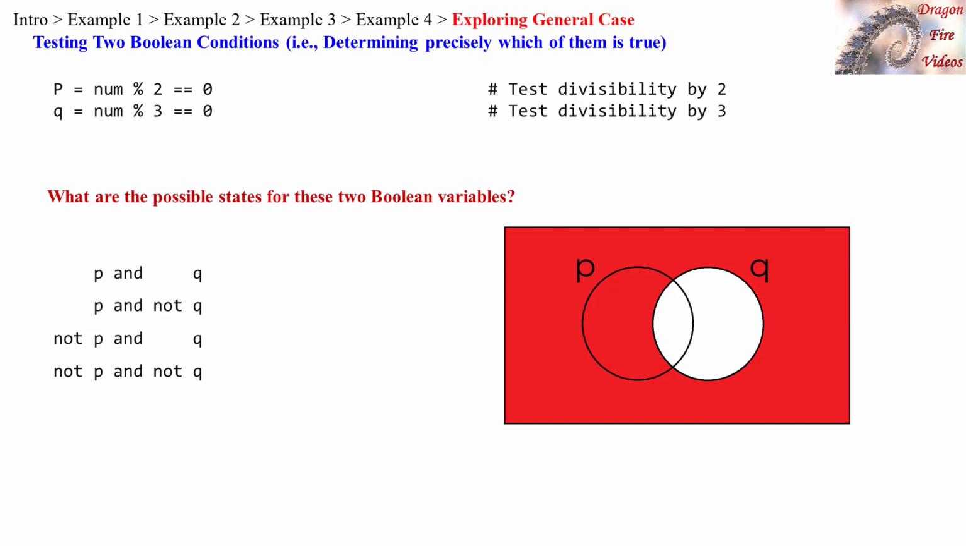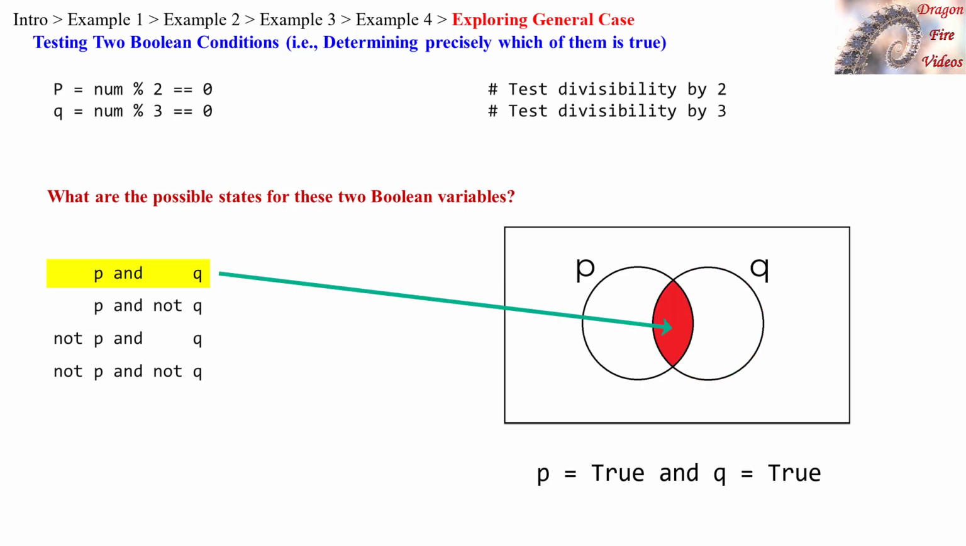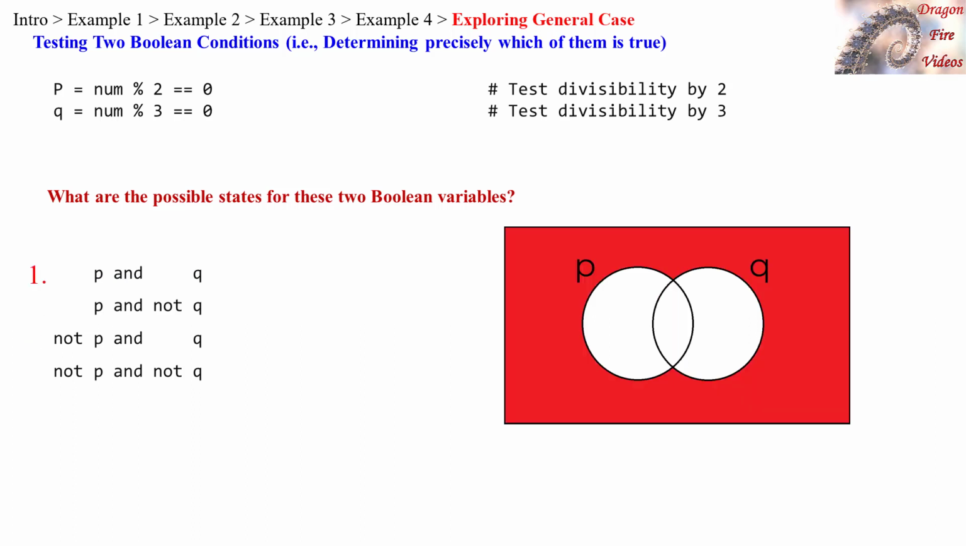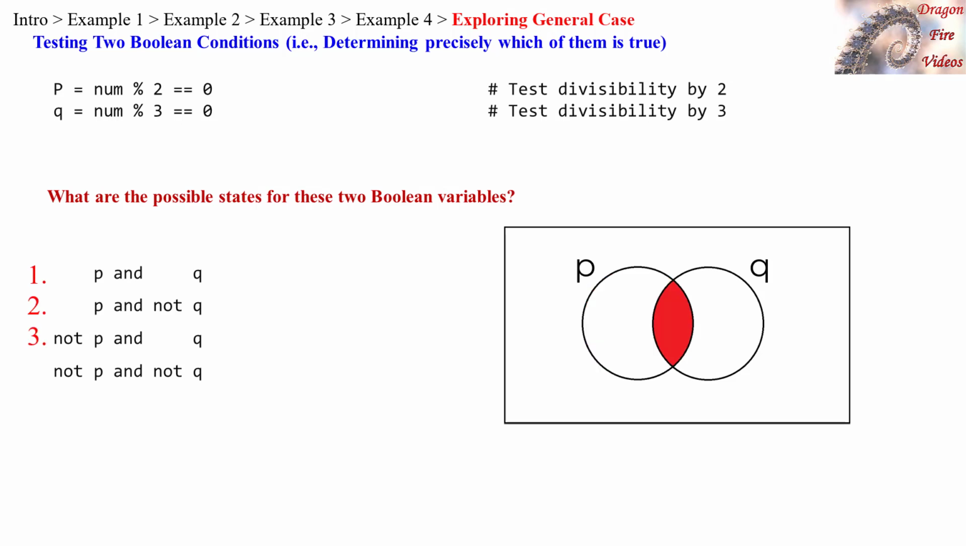So let's look at one of the states, P and Q. That's the intersection. So when we say P is true and Q is true, we're saying both variables are true. And that's indicated by this shaded region. So notice we have 1, 2, 3, 4 states. We have 1, 2, 3, 4 shaded regions, and I'll run through those in order.